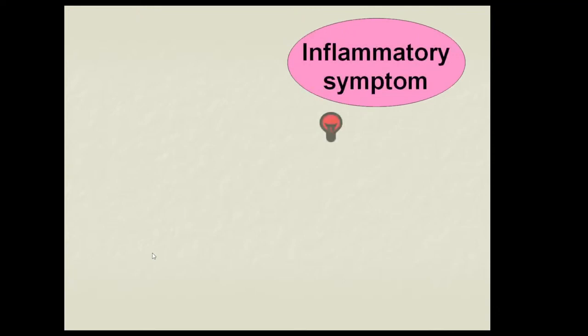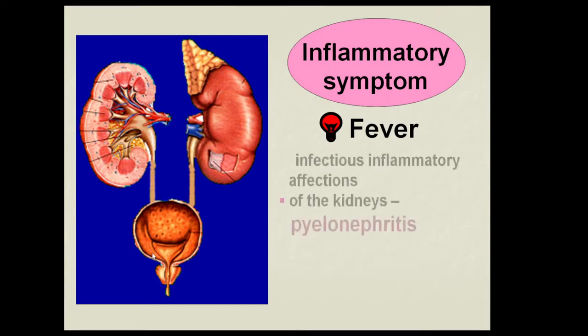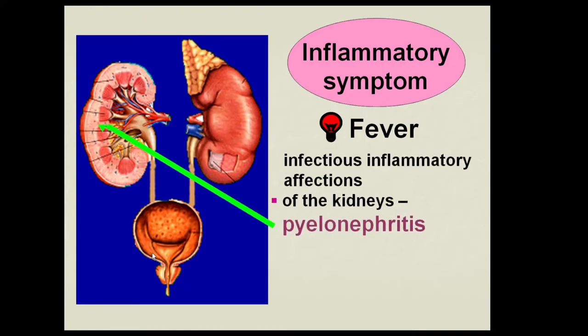Inflammatory symptom manifests with fever. Chronic pyelonephritis is characterized by subfebrile fever. In acute pyelonephritis and paranephritis, fever may be higher, febrile or another level.